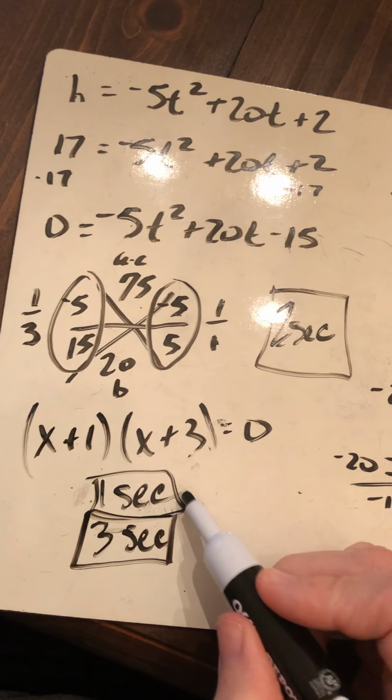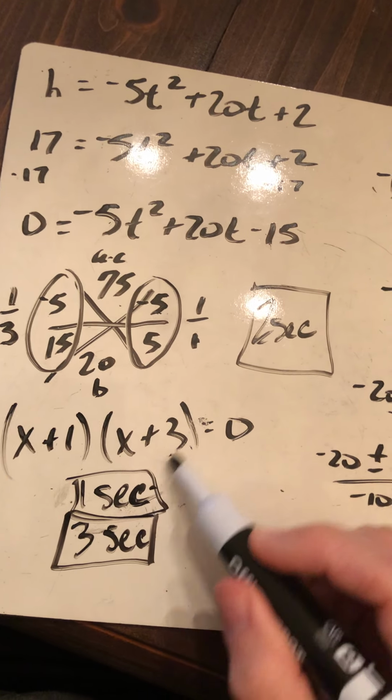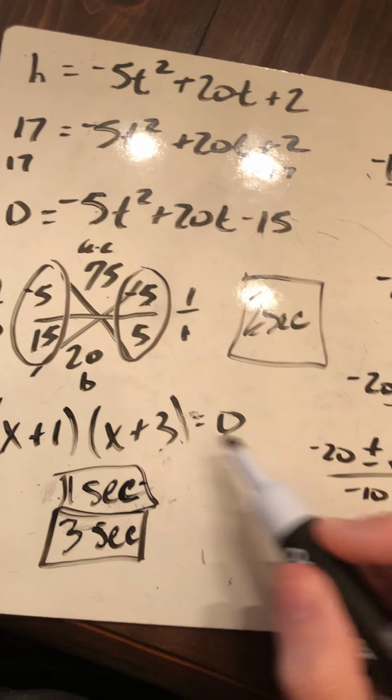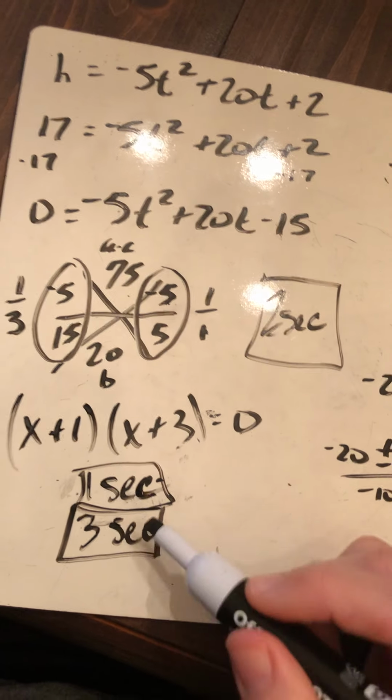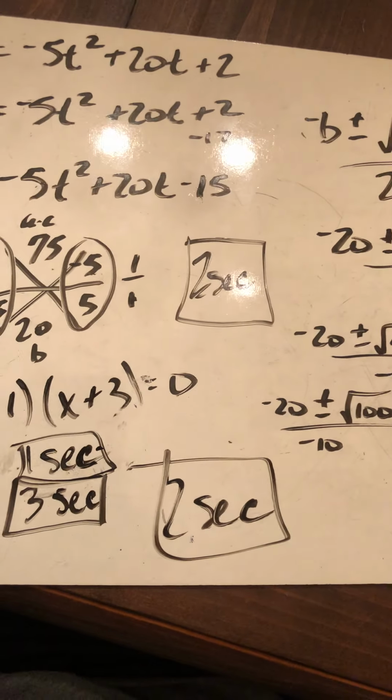All right, so I know that it crossed the 17-meter height at 1 second, and then it crossed back again at 3 seconds. So it was in the air, above that, for 2 seconds total. So again, the answer is 2 seconds. Hope that helps.